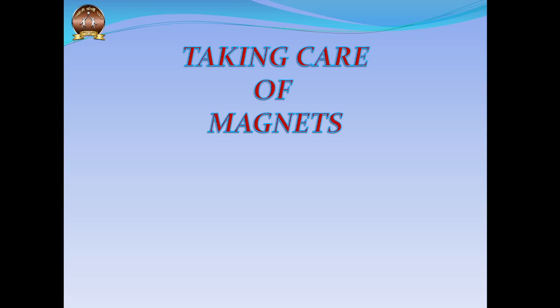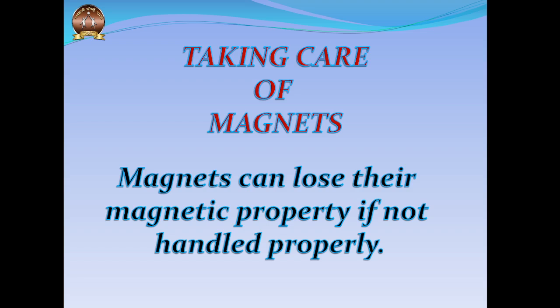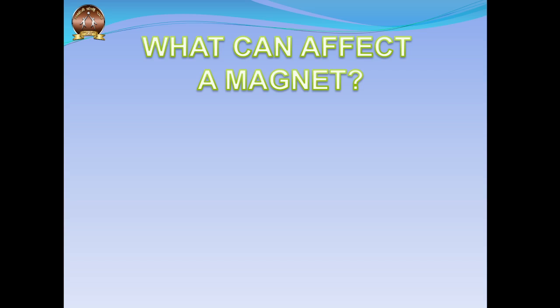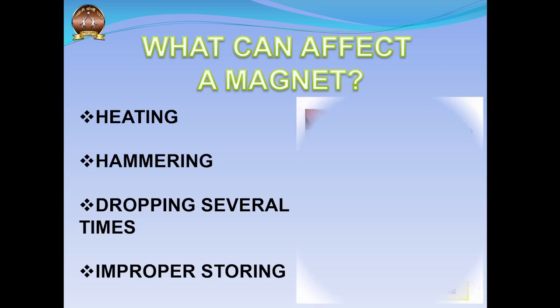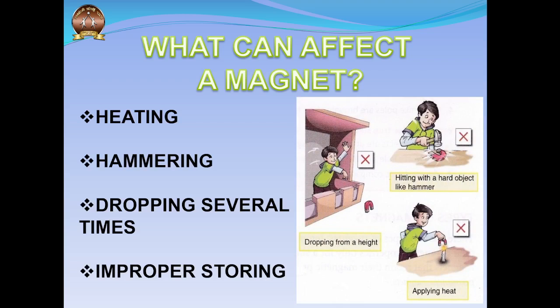So let's see how we can take care of our magnets so they last us a long time, because they can lose their magnetic property if they are not handled properly. Remember that most of the magnets which we use are temporary magnets. So if you don't take care of them, they can lose their magnetic property. So what can affect a magnet? Heating, hammering, dropping the magnet several times from a height, improper storing. All of these things can affect the magnetic property.